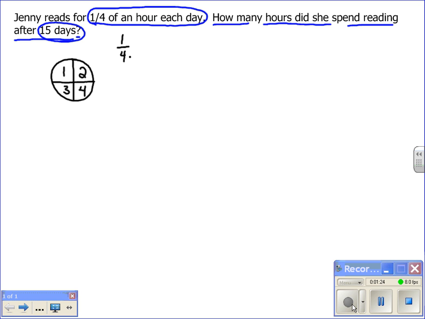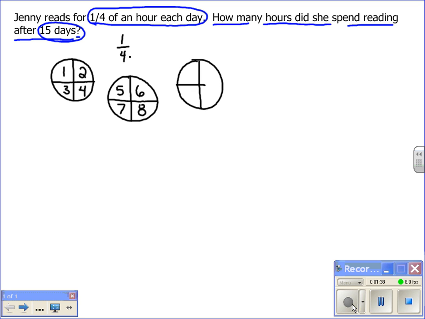I need to get up to 15 days. So I'm going to need to draw another hour. So I'll make another circle. Break it into 4 pieces. 5th day, 6th day, 7th day, 8th day. I need another hour. Break that into quarters. 9th day, 10th day, 11th day, 12th day. I need one more hour. Break it into quarters. 13th day, 14th day, 15th day.